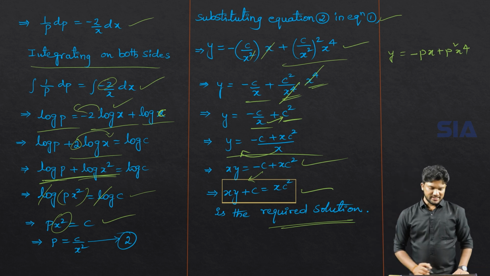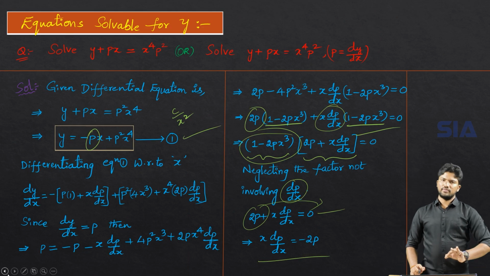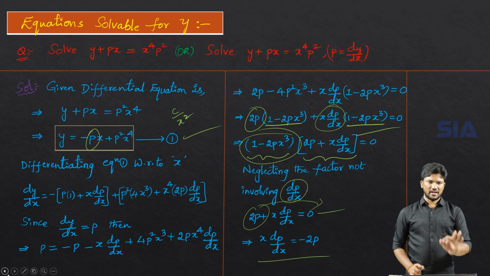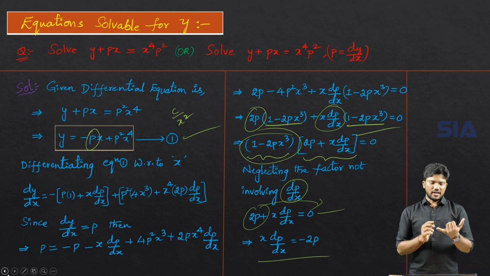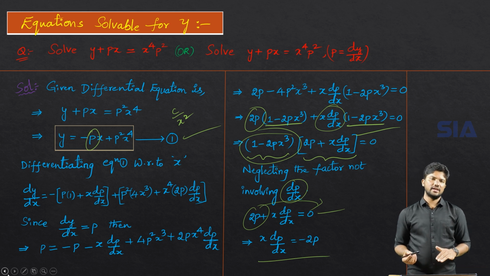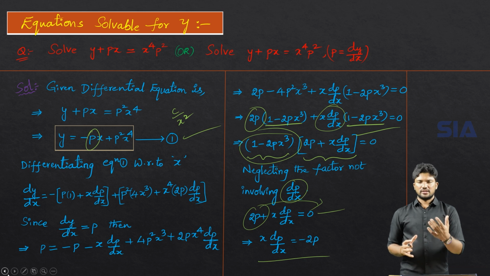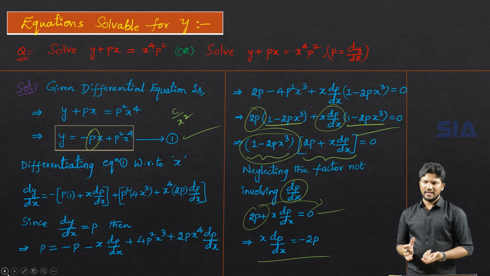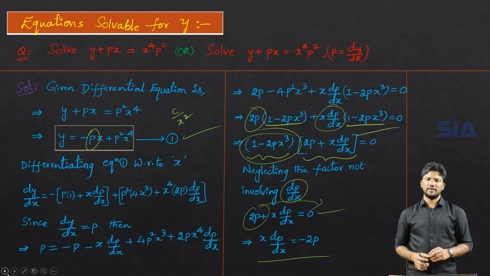So this is the method of solvable for y. Whenever you face a problem based on this method, be careful. Just you have to identify. If you succeed at the identification, you can solve it easily. First convert the entire equation into y terms. After that, differentiate with respect to x, then write dy by dx is equal to p and simplify. Ignore the factor which is not containing dp by dx. Write down the remaining values and simplify. You will get the solution of the given problem.